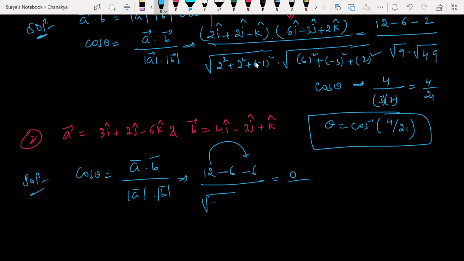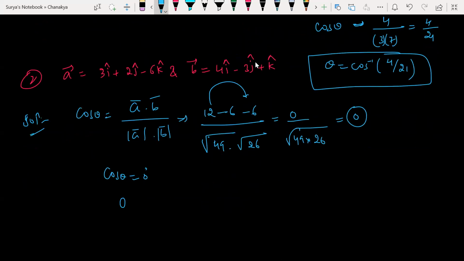So what is the magnitude of A? 9 plus 4, 13, 13 plus 36, how much? 49. And here also 16, 25, 26. This is what I got here, isn't it? So 0 upon root 49 into root 49 into 26. So cos theta is equal to 0. Now what is theta? Theta is equal to cos inverse of 0, which is 90 degrees.